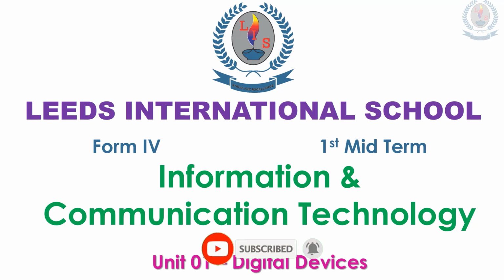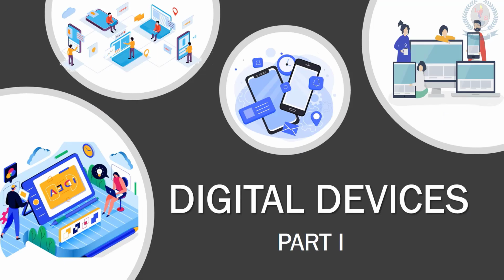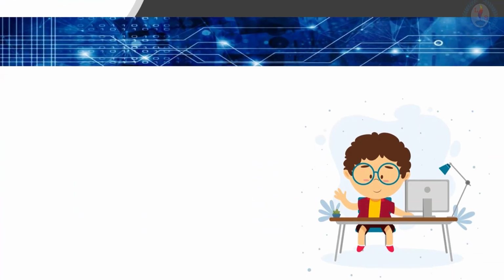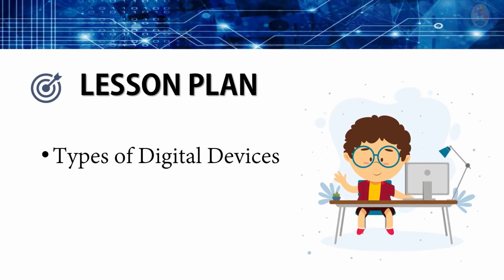In this video, we will be looking at a Form 4 ICT lesson which is allocated under the first term. It's about digital devices. Page number 4 to 15 in your reading book. This is our lesson plan. We are going to discuss about different types of digital devices throughout the video.